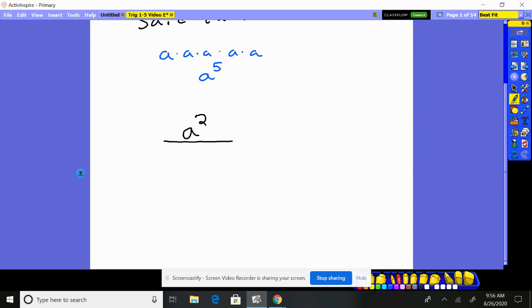Now, let's say we had a problem where we had a to the second over a to the fourth. What if we're dividing them? Well, again, let's just think what it means. A to the second means a times a. A to the fourth means an a times an a times an a times an a.